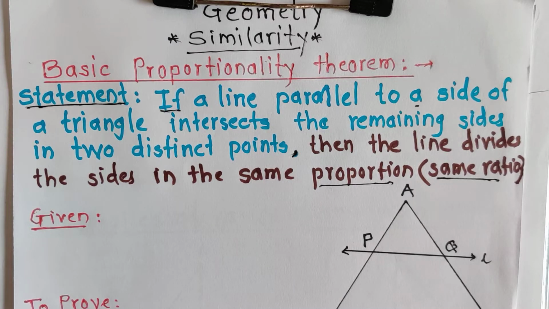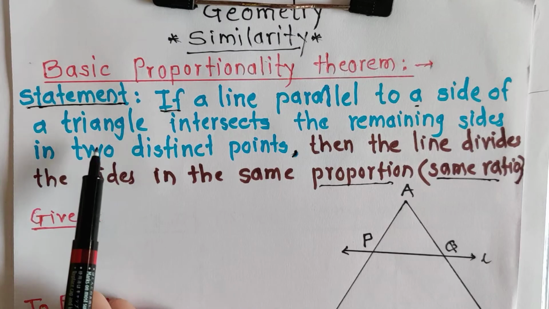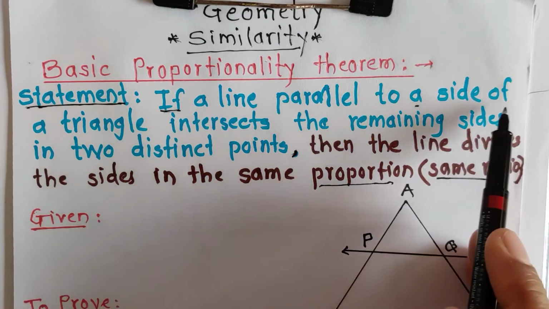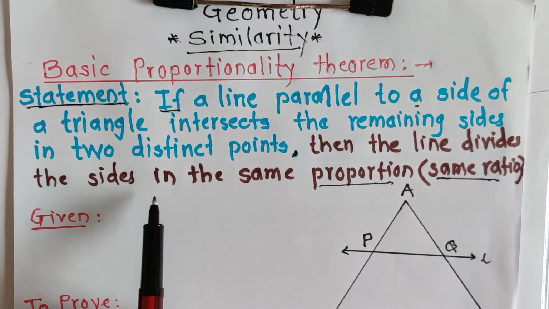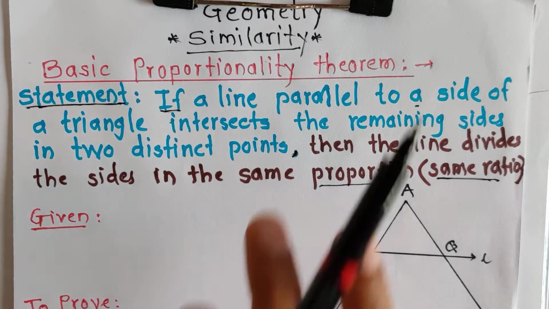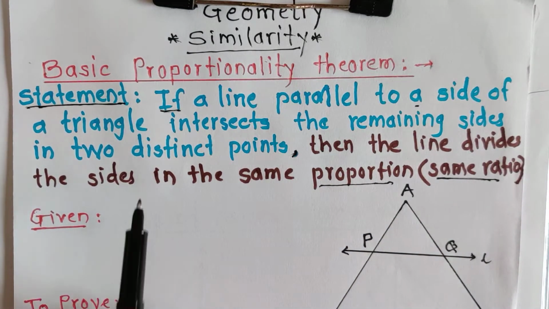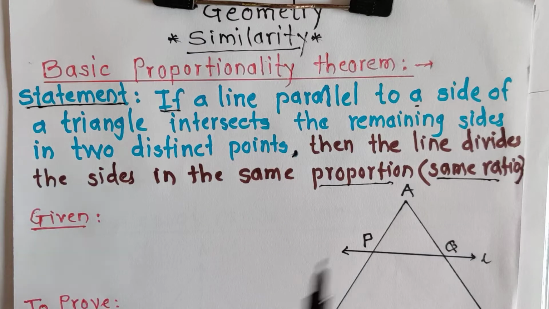So here, first point, remember: in the exam the question will be like this: prove that or show that. Prove that if a line is parallel to a side of a triangle and intersects the remaining sides in two distinct points, then the line divides the sides in the same proportion. Only this will be there. We have to decide using the statement. By reading the statement, you have to decide which type of theorem this is. Sometimes the basic proportionality theorem is asked in the exam and the student writes the proof of the Pythagoras theorem. That confusion should not be there.